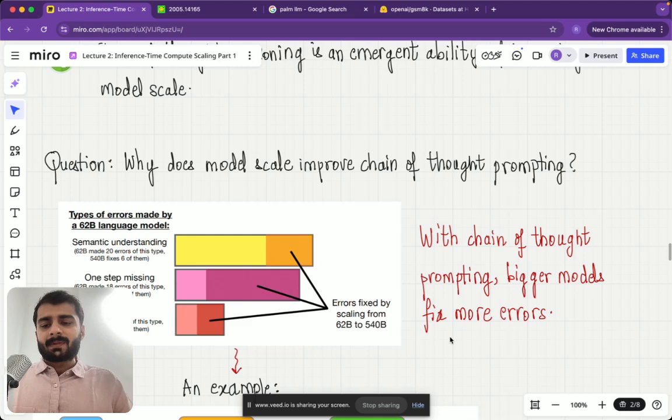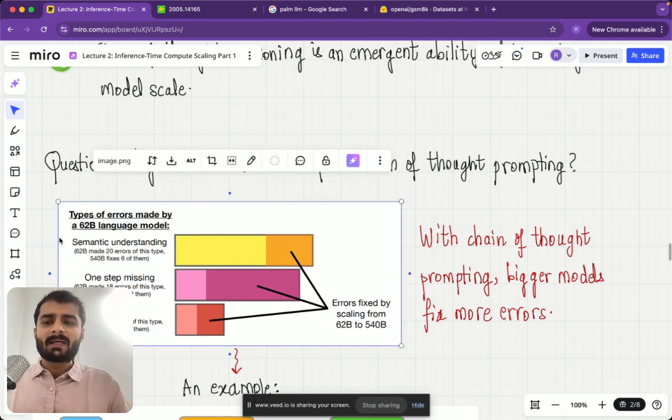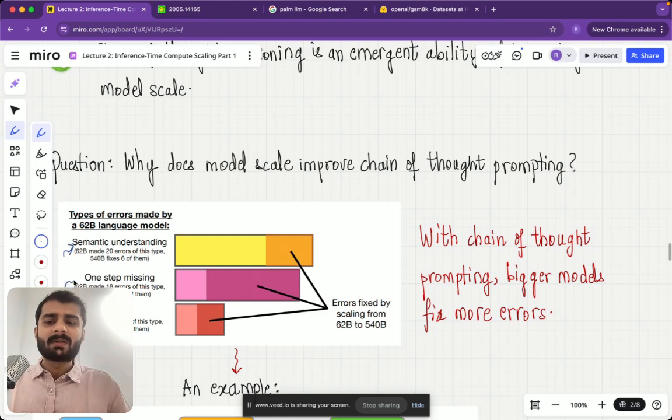And in this paper, there is also an analysis of why the model scale improves chain of thought prompting. And you can clearly see that here they have analyzed three different types of problems: semantic understanding, one step missing, and the third type of problem. So what we can see is that as you scale the model from 62 billion to 540 billion parameters, these are the errors which are fixed by the model. So the model starts to fix errors which the smaller models were initially making. And that is because the model is understanding the nudge which has been given in the prompting stage itself. So it's able to answer these questions in a much better way compared to the smaller models.